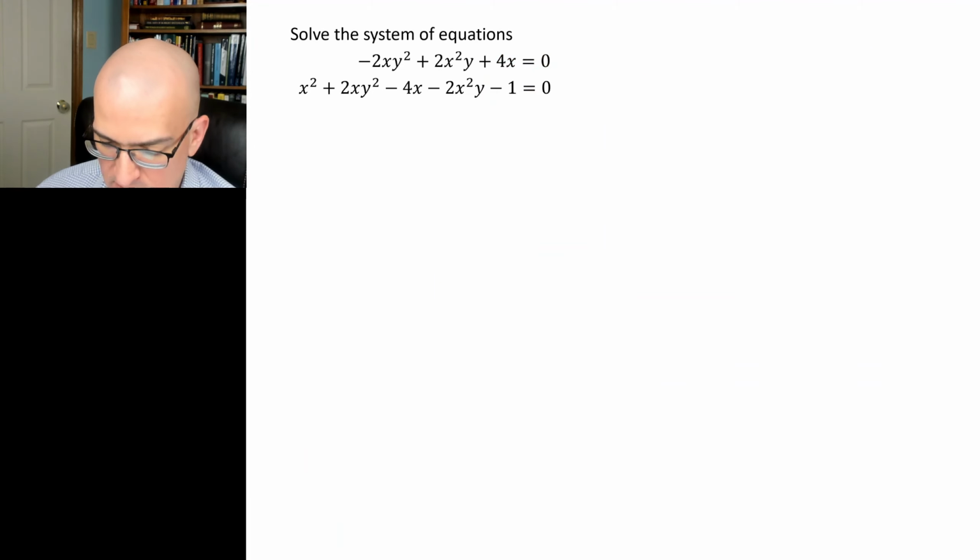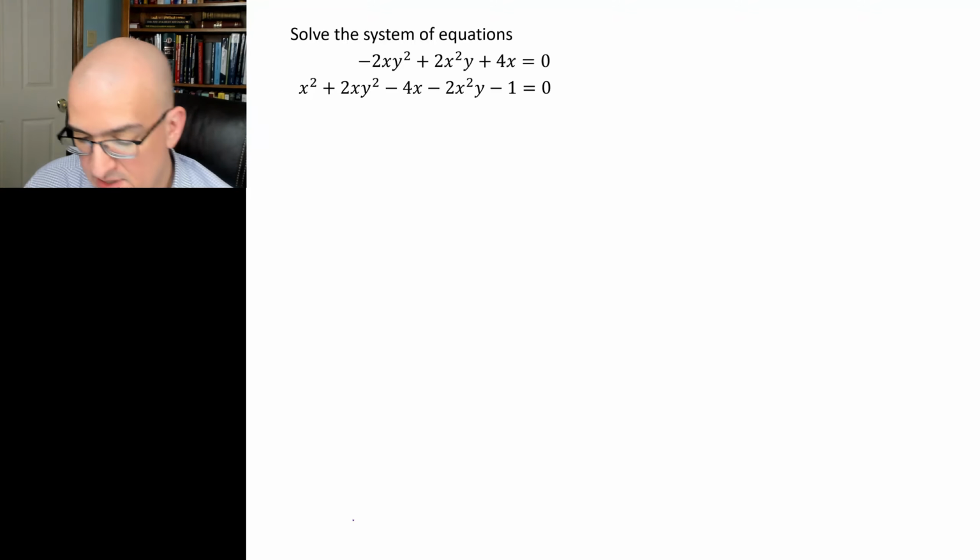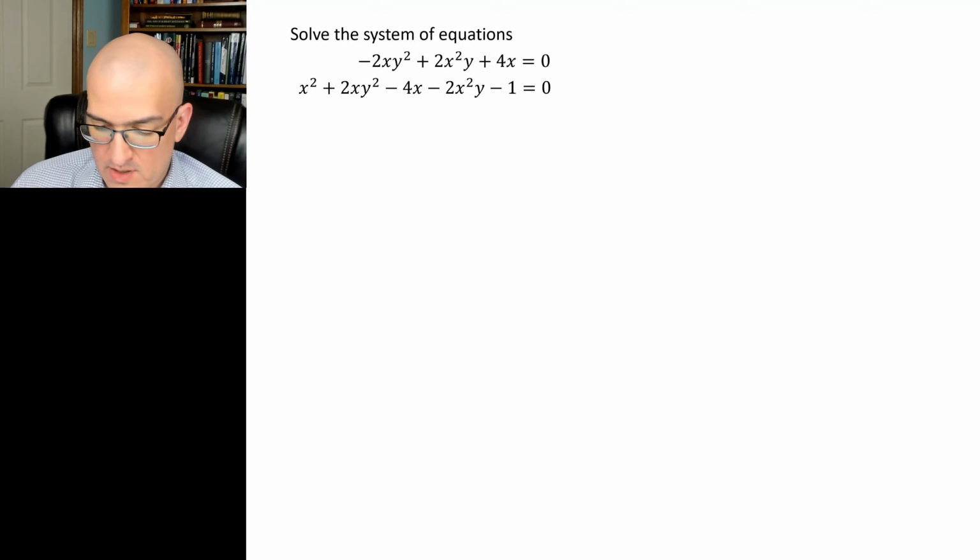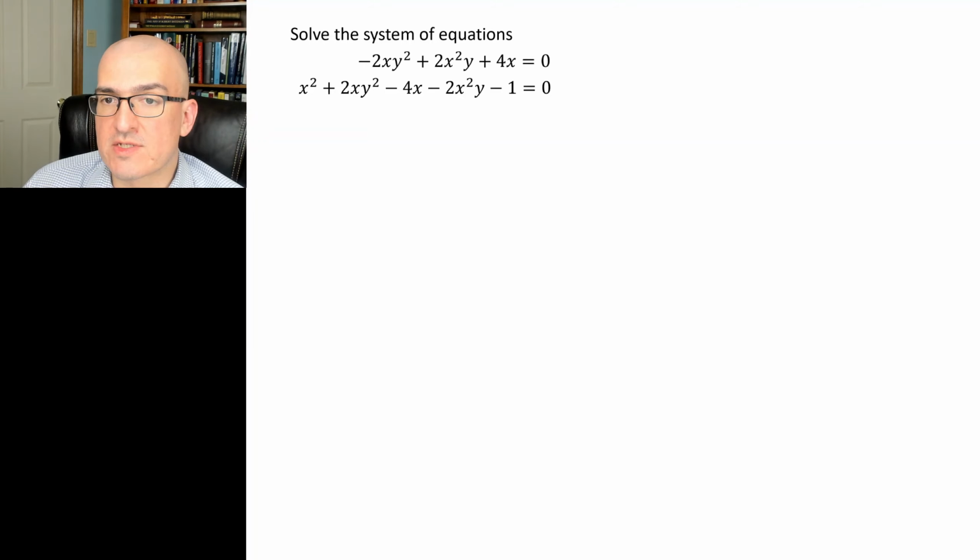Okay, here's a different one, looks pretty horrifying. And this is one of the ones where the stars align. It's rare, but it does happen. Each equation contains a mixture of x's and y's, and there's no nice thing that you could do to factor them. I guess you could rearrange the first one and rewrite it as 2xy squared minus 2x squared y is equal to 4x. You could do that.